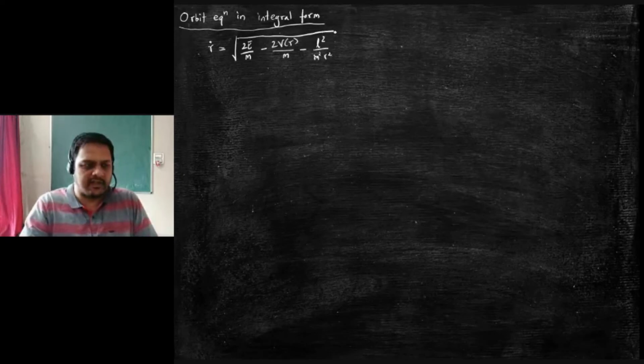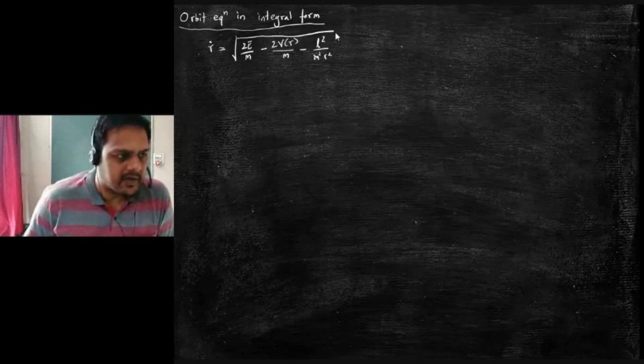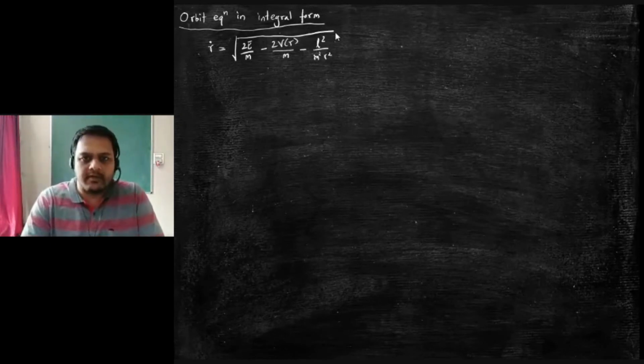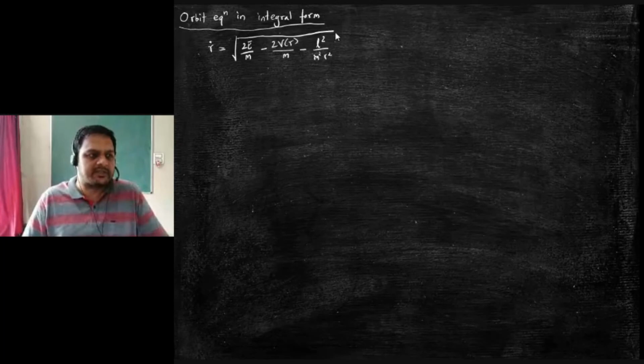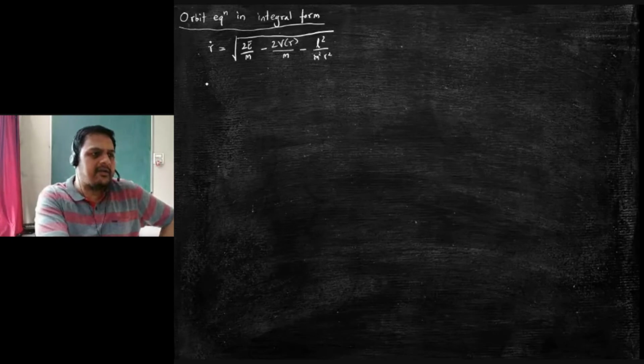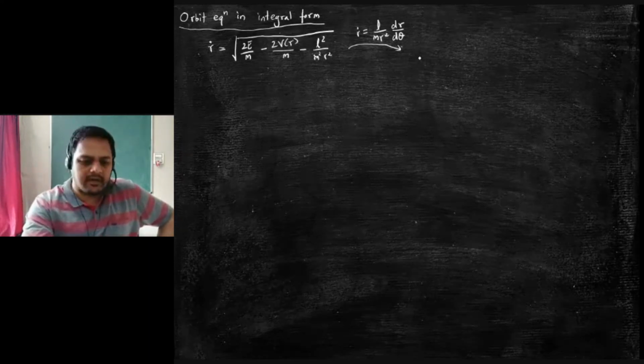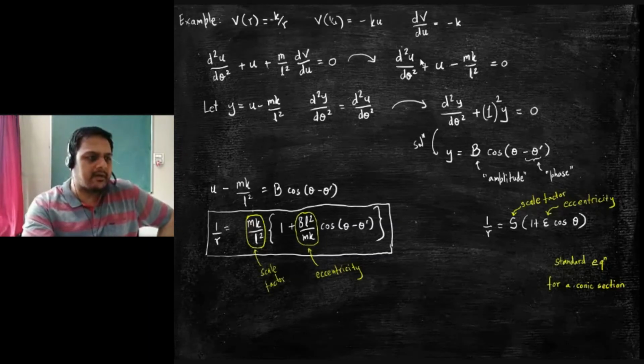The total energy is E equals half m r dot square plus L square by 2m r square plus V of r. And when you rearrange this equation to get an expression for r dot, this is the expression which you get. But what is r dot? We have already established that r dot is equal to L by m r square dr by d theta. Correct? If you throw your mind back, you had it somewhere.